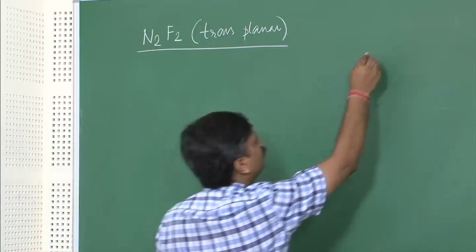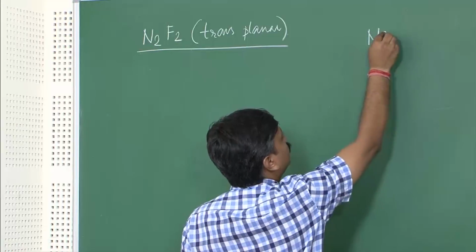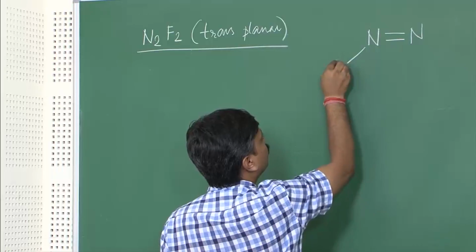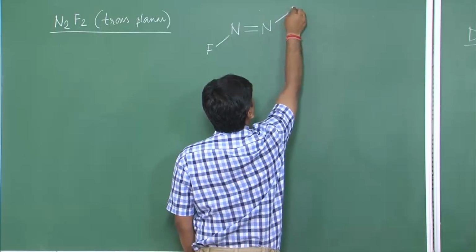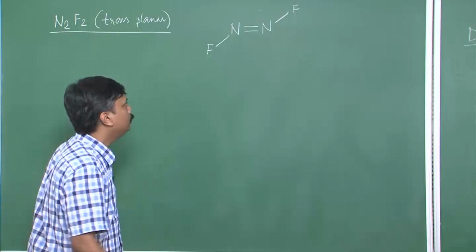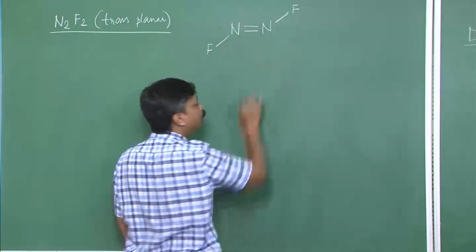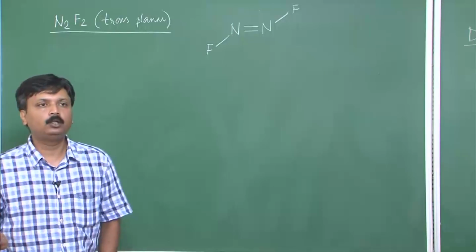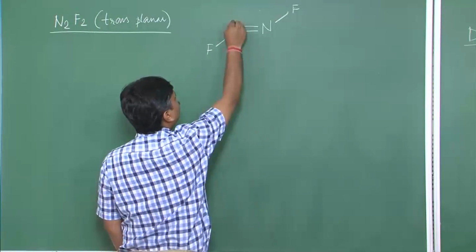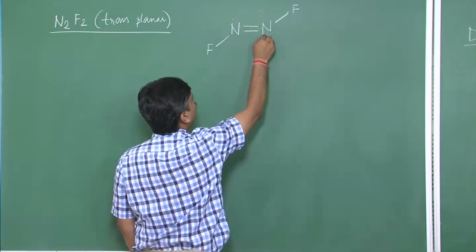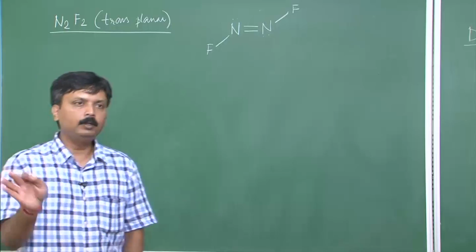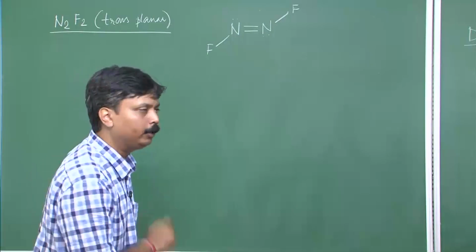First things first, we have to know the structure. This is the trans planar form. Usually they have their own lone pairs of electrons, which we will not consider here. Even if you want to take them, you can take them as per your wish. But we will ignore the presence of the lone pairs of electrons here.